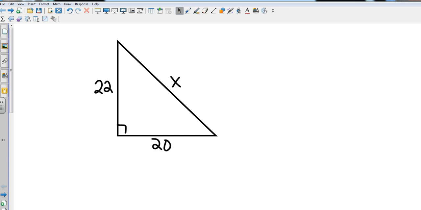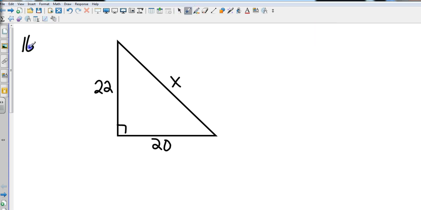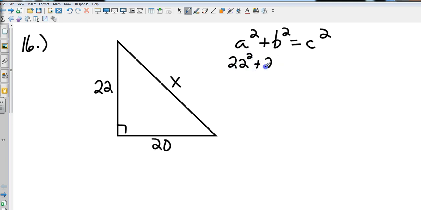16, these are just Pythagorean theorem questions, so these won't take too long. We can get through these fairly quickly. So 16 is just a squared plus b squared equals c squared. And so a and b are going to be the legs. Those are going to be the sides that are not opposite the right angle. So that's going to be 22 squared plus 20 squared equals c squared, which we don't know, so we're just going to let that be x squared.